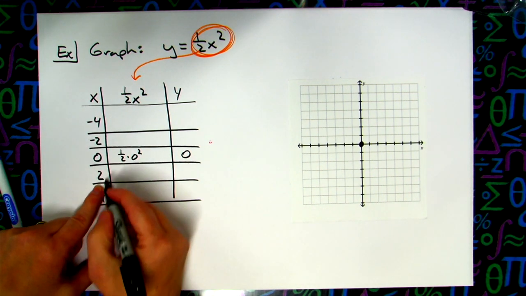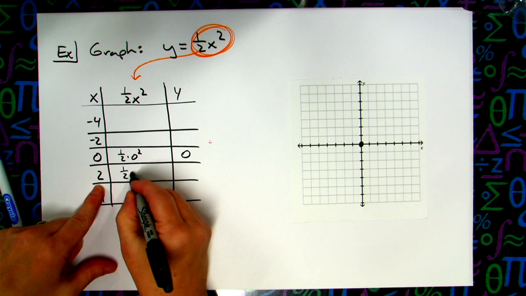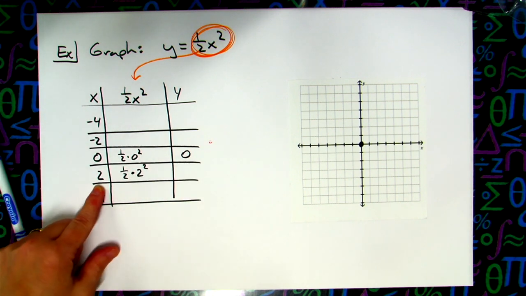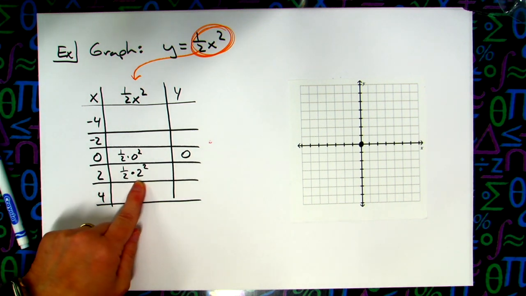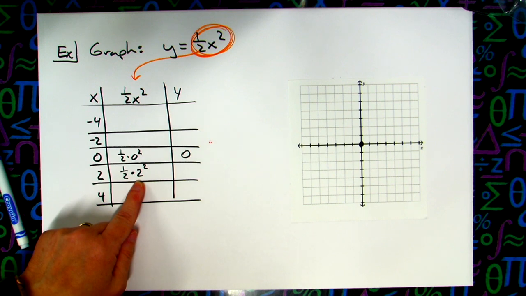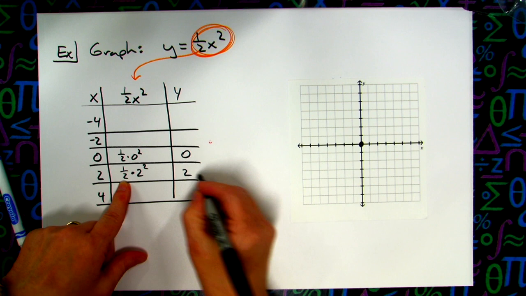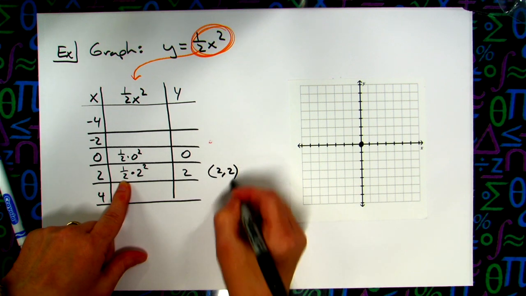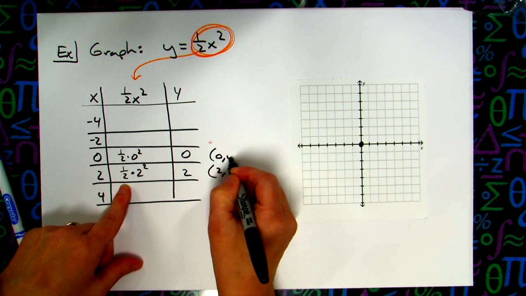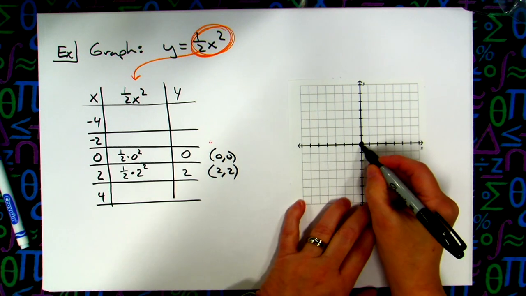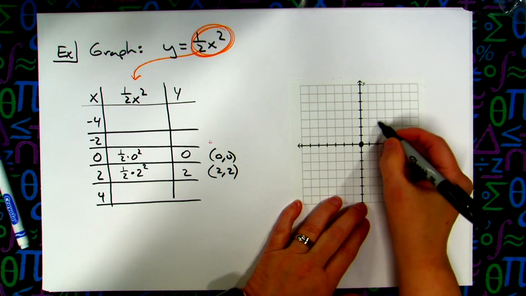So I'm going to plug in 1/2 and then x equals 2. You got to do order of operations. Okay, 2 squared. Let's do this in our head. 2 squared is 4 times 1/2, or divide by 2. 2. So then that gives me the ordered pair 2, 2. All right, I didn't write the ordered pair 0, 0 there. Okay, so I'm going to go from the origin. I'm just going to plot that point. Over 2, up 2, and put a point.